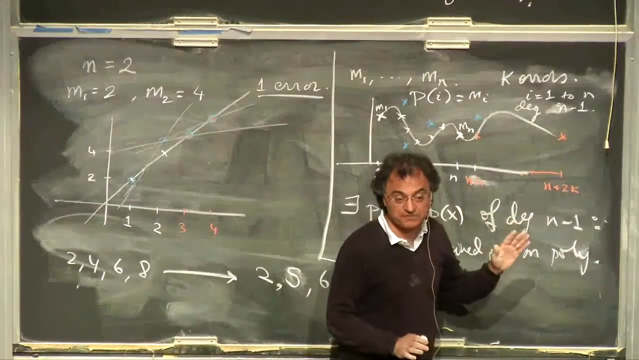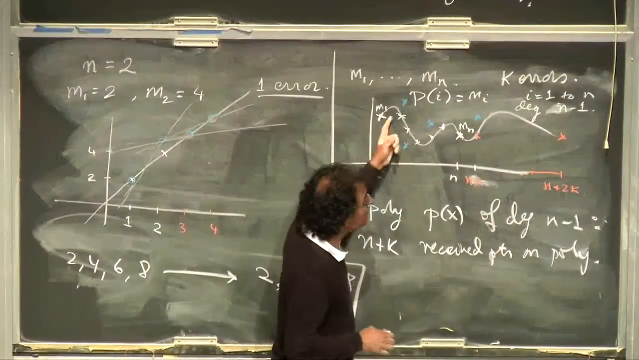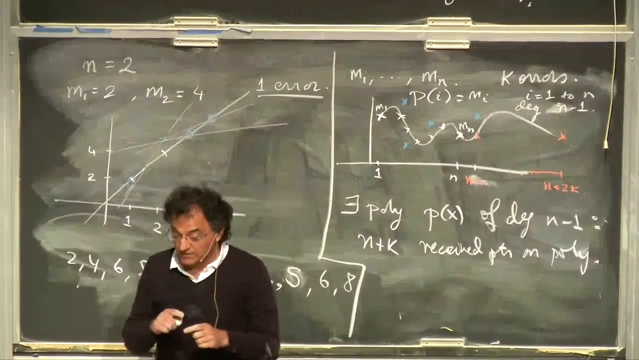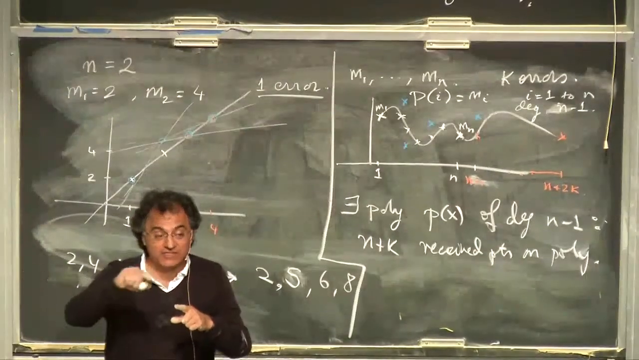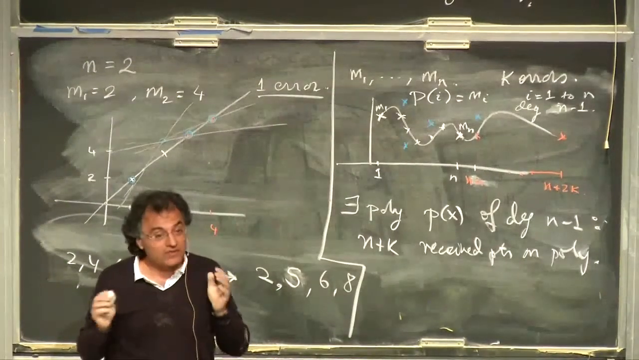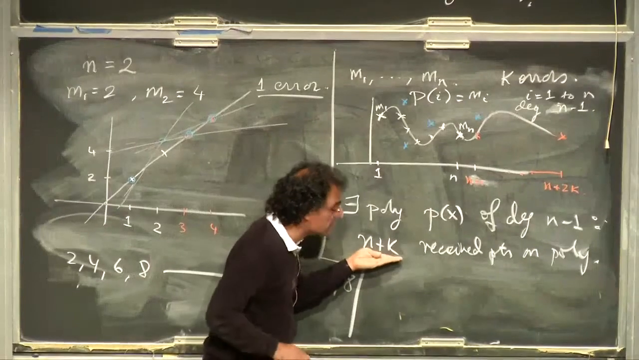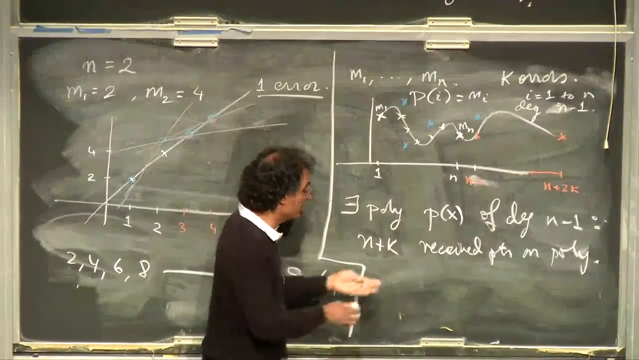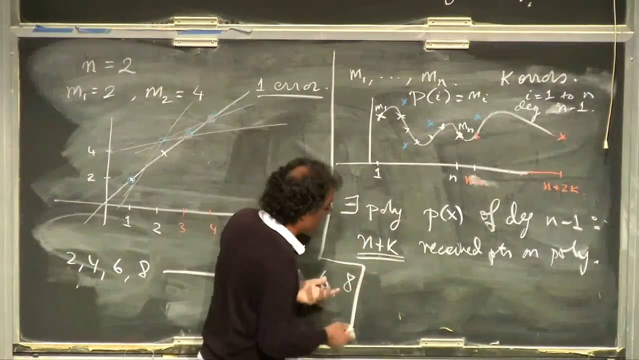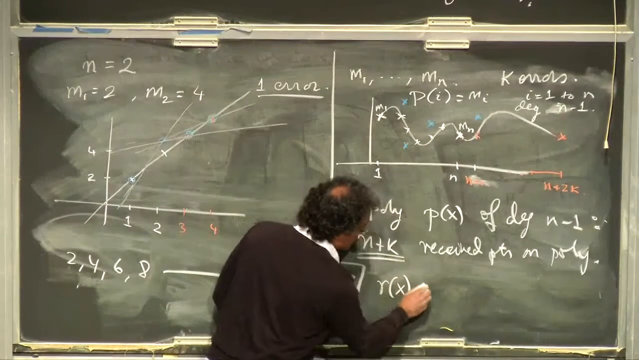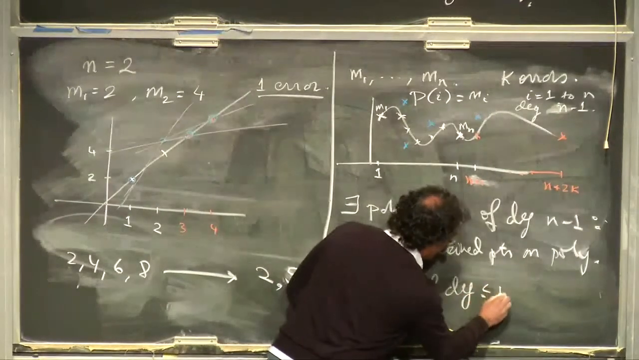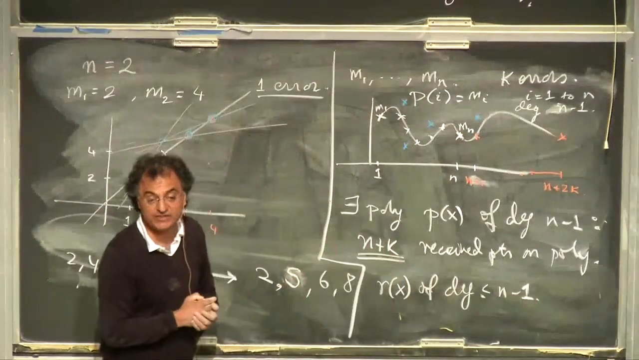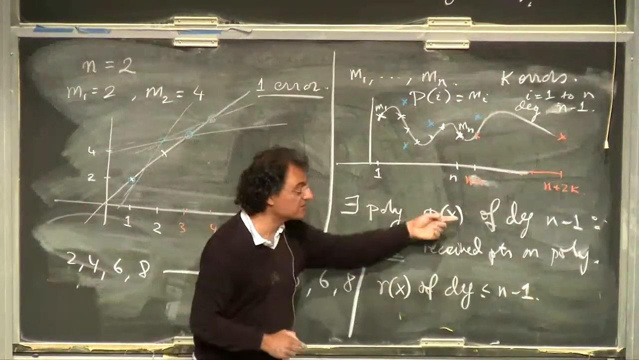Let me back up. So now what you do is you look for a polynomial on which as many of the received points sit as possible. Or, if you want, look for a polynomial on which n plus k of the received points sit. As soon as you find a polynomial of degree n minus 1, okay, so if you find a polynomial r of x of degree n minus 1, which is consistent with n plus k of the received points, then you can claim that r of x must be the same as p of x.